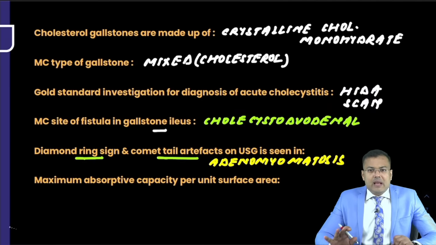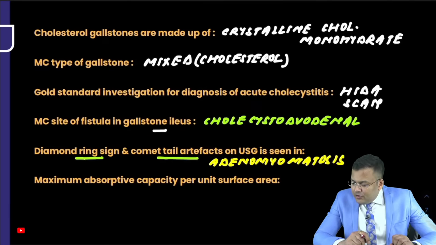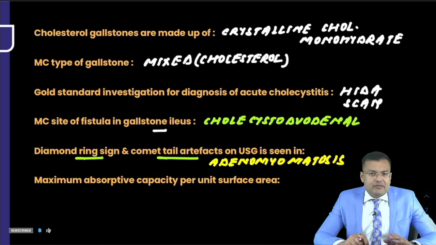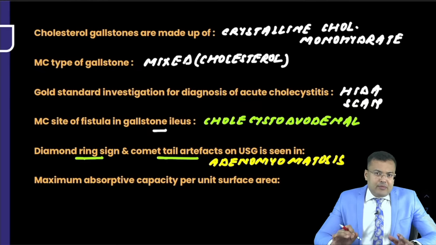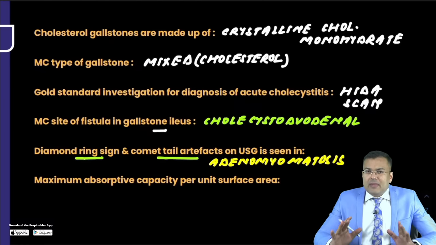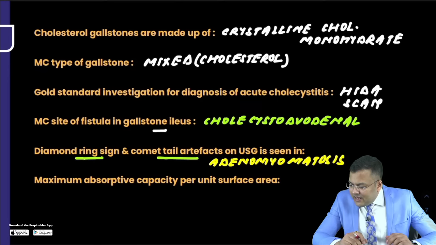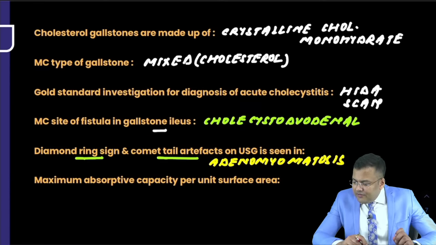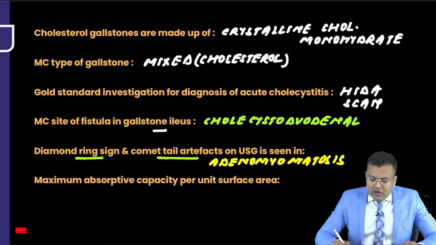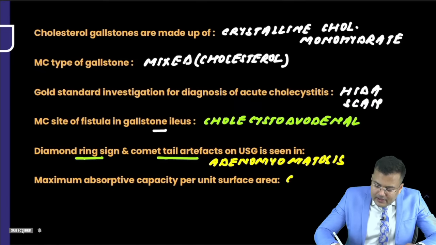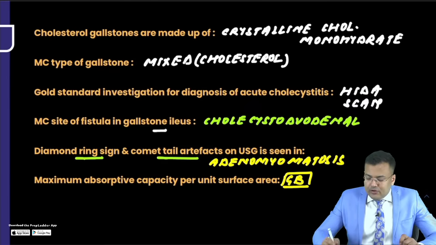Another question, what is maximum absorptive capacity per unit surface area? It is seen in which organ? Some of you are marking jejunum and some of you are marking gallbladder. Tell me guys, which one is correct? Maximum absorptive capacity is seen in jejunum, but maximum absorptive capacity per unit surface area, that is gallbladder. Salmonella, Anu, AT, SSV, Neha Diwan, Jiten Yadav, all of you are correct.